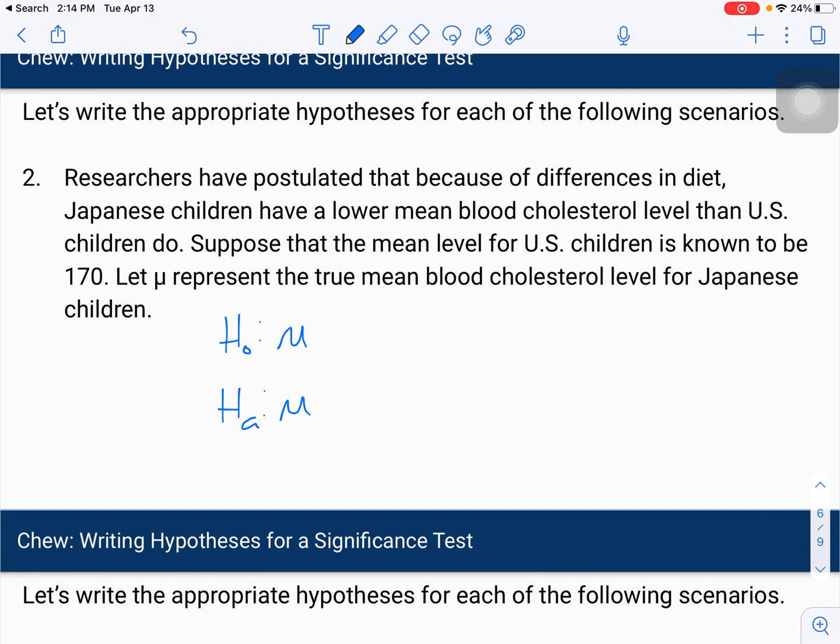So that's what is going to be my null hypothesis, that mu is equal to 170. That's what I'm going to assume to be true for Japanese children. But really what I'm trying to show is that Japanese children have a lower mean blood cholesterol level than U.S. children. So my alternative is that mu is less than 170. I'm going to assume that the mean is 170 for the Japanese children, but I'm really trying to gather evidence that it's actually lower than that value. So that would be my pair of hypotheses for number 2.